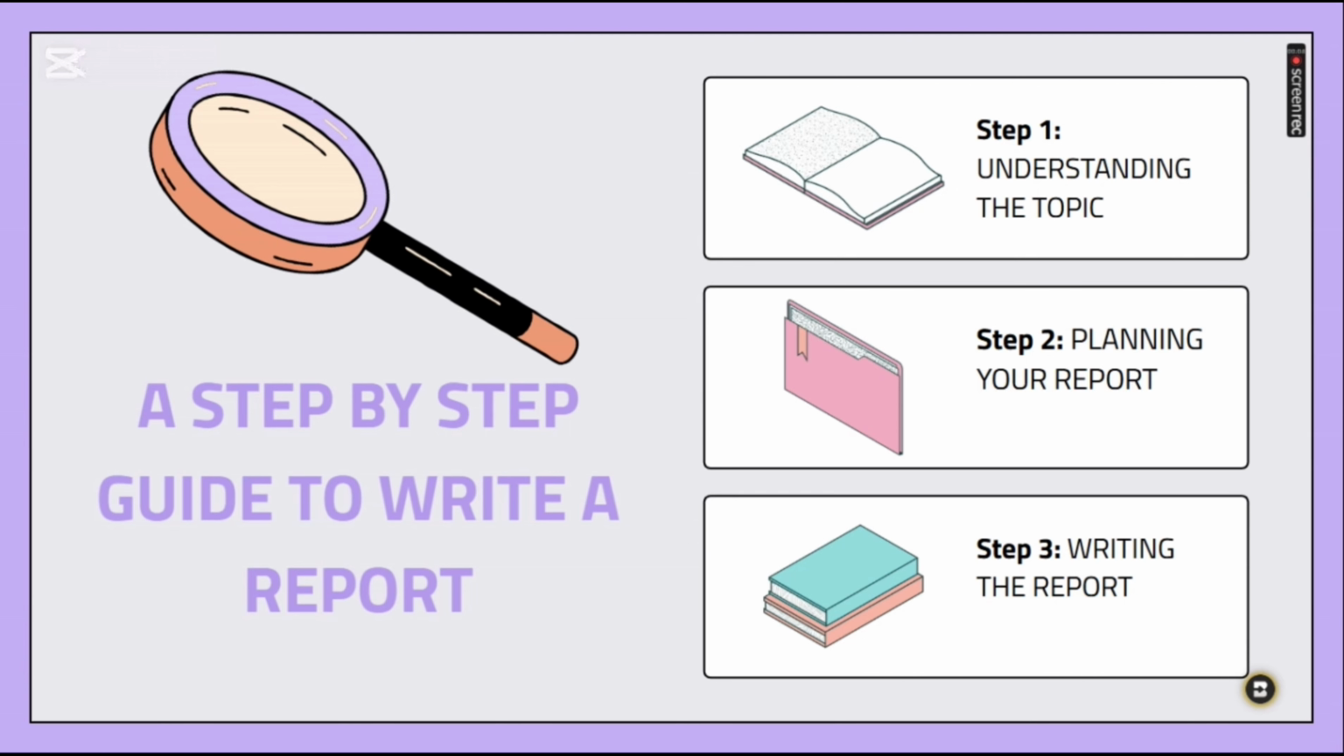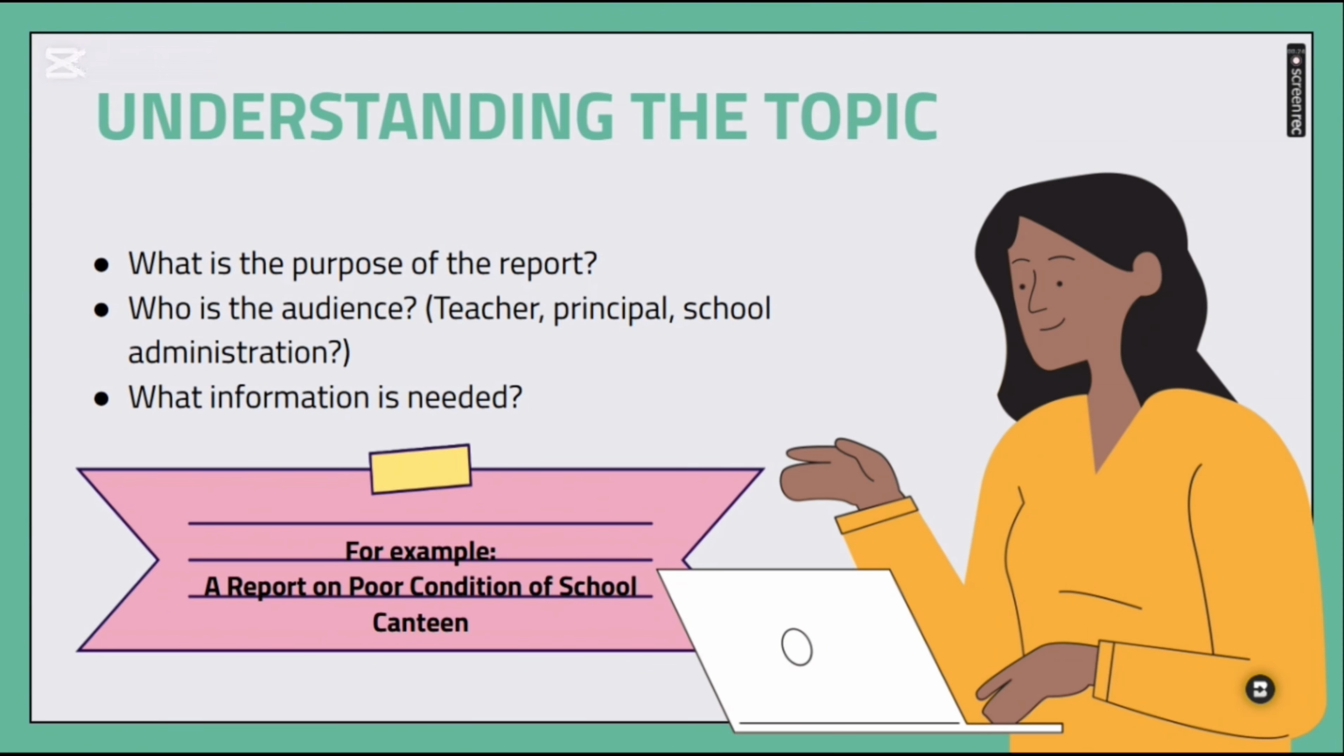First of all, you have to understand the topic. Then you have to start planning your report. And lastly, you have to write the actual report. But how to understand the topic? How are you going to plan the report? And why and how and what is going to be included in the report? So let's start with understanding the topic.